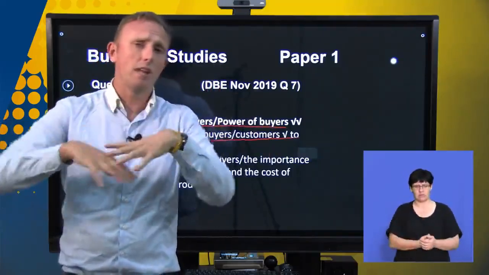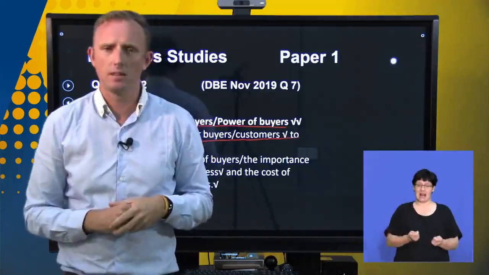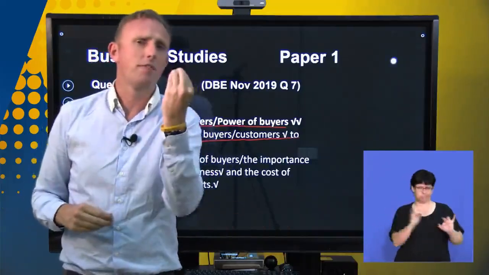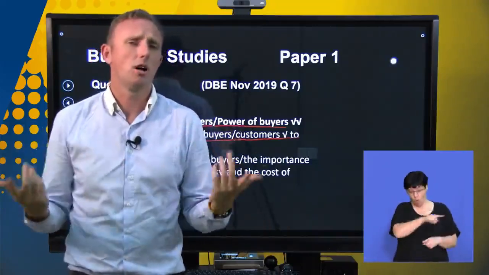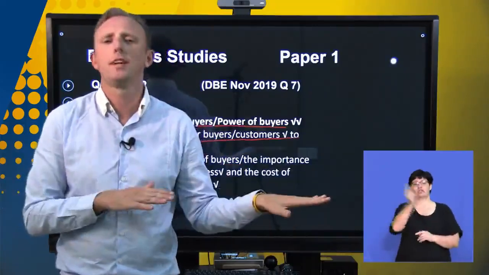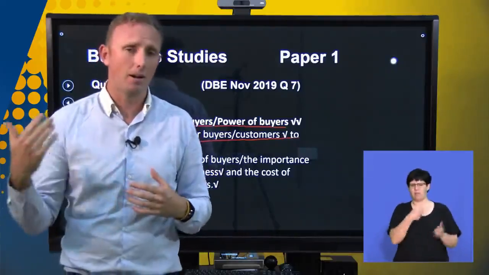Now, when you think of our big retail stores, they have millions of customers that go in there every single day. So if one customer out of those millions goes in there to ask for a cheaper price, they're not going to give them that lower price, because that buyer does not have a lot of power.